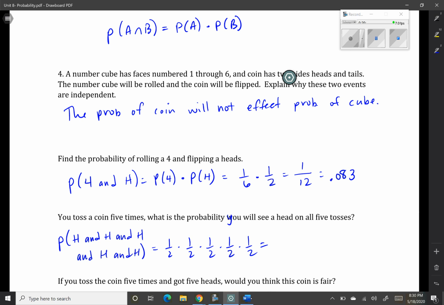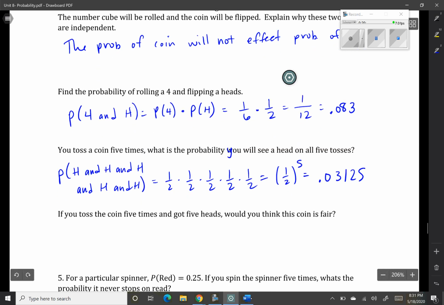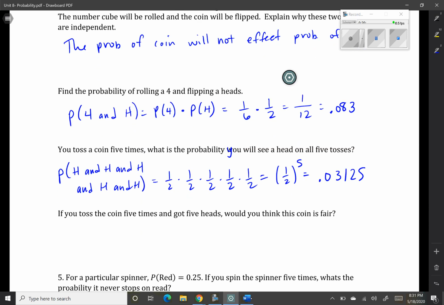You can do it by multiplying, or if you're really smart, you can say it's really just 1/2 to the 5th power. Makes it a little bit easier to type into your calculator. And we get a 0.03125 chance of happening. So there's about a 3% chance of happening. Okay? So then it says, if you toss a coin 5 times and you got 5 heads, would you think that this coin is fair? I would say probably not.